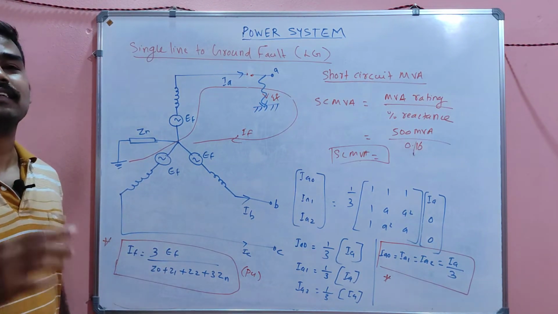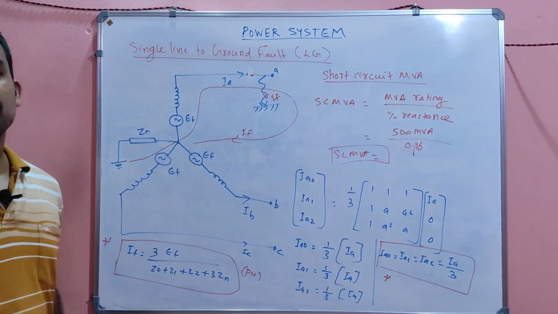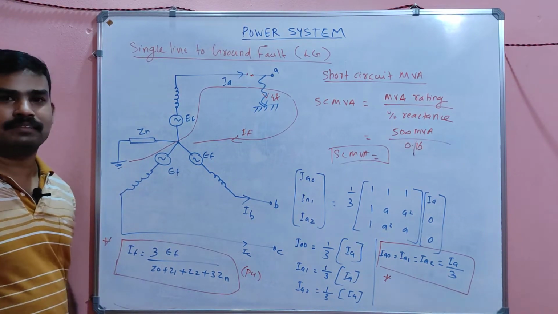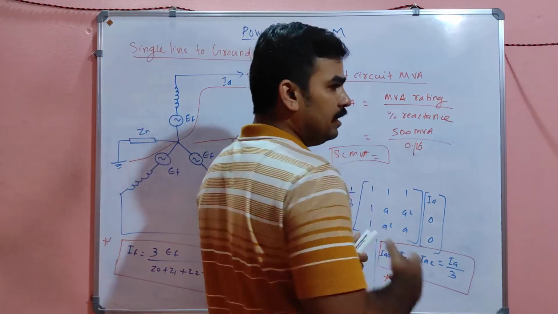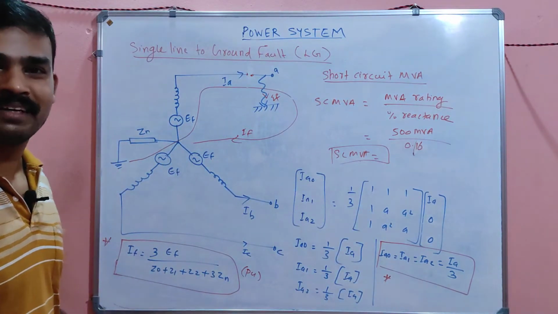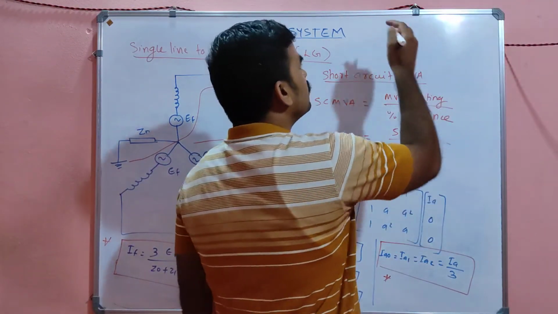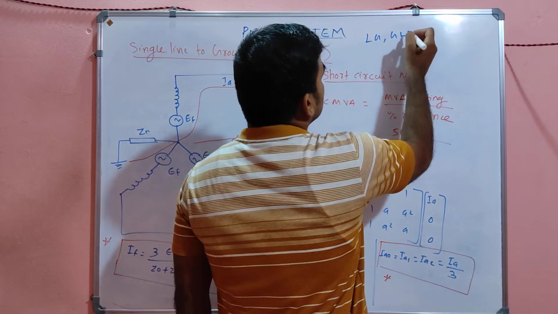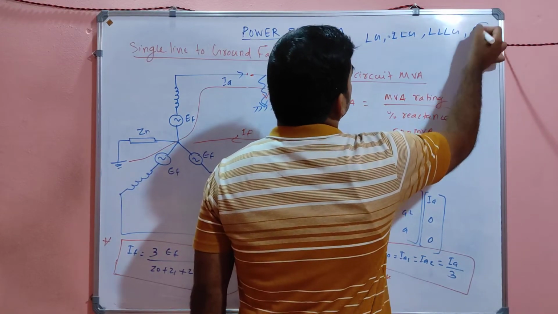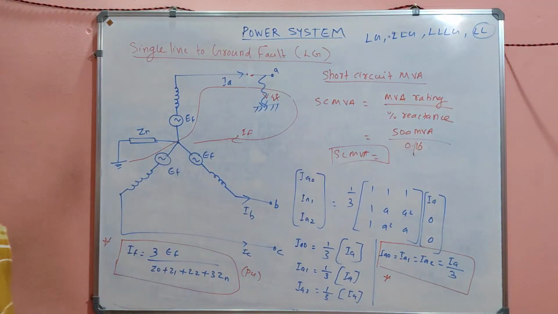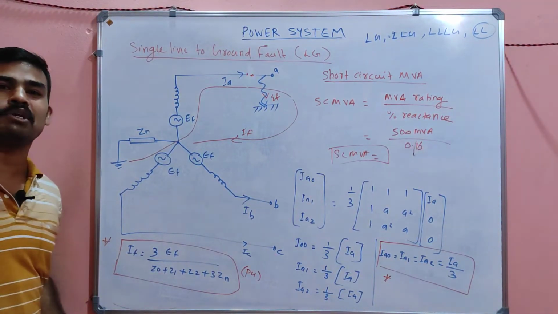Definitely you will see this question many times if you do previous year papers. Which of the following faults doesn't contain zero sequence? I think this question was in the electrical inspectorate examination. The options: LG, LLG, LLLG and LL. The answer is LL, because only the LL fault doesn't contain any ground. If there is no ground connection, there will not be any zero sequence component, my dear.